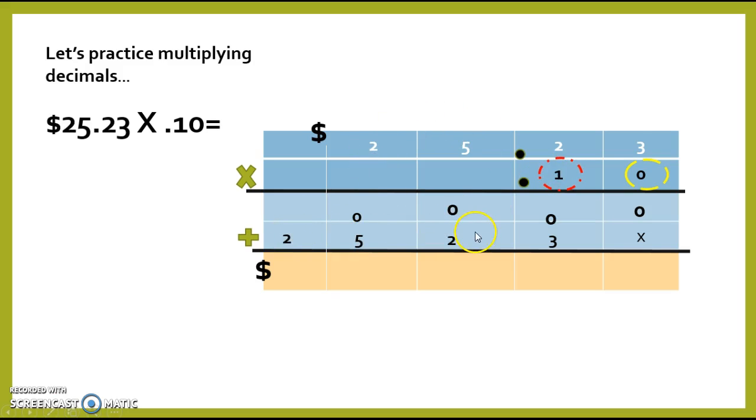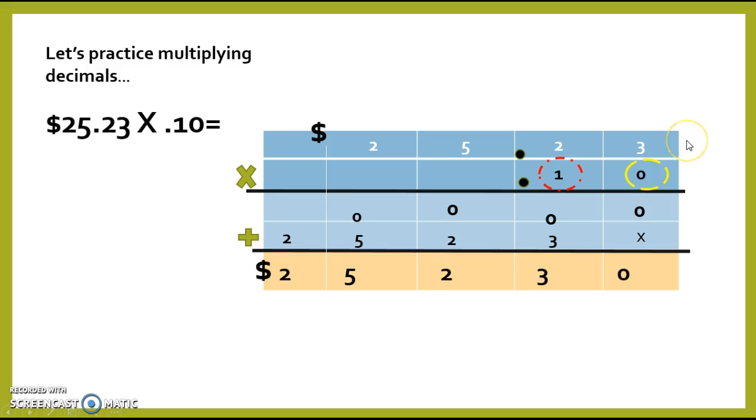Now that I've got my numbers here, I'm going to add them. 0 plus my blank spot is 0. 3 plus 0 is 3. 2 plus 0 is 2. 5 plus 0 is 5. And 2 plus nothing is 2.